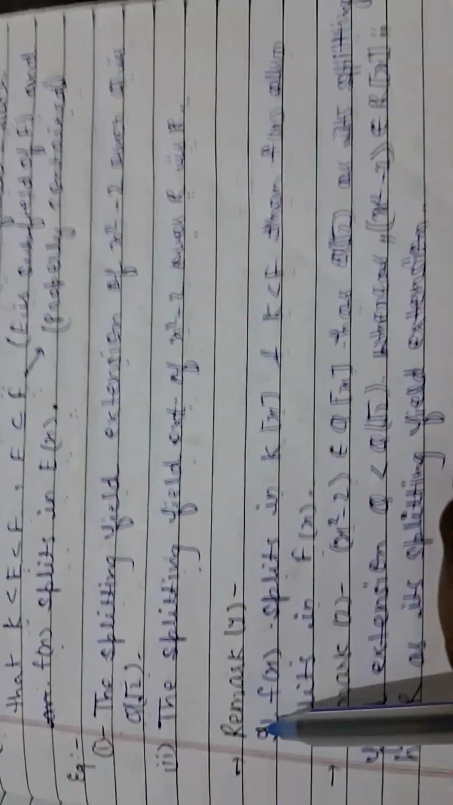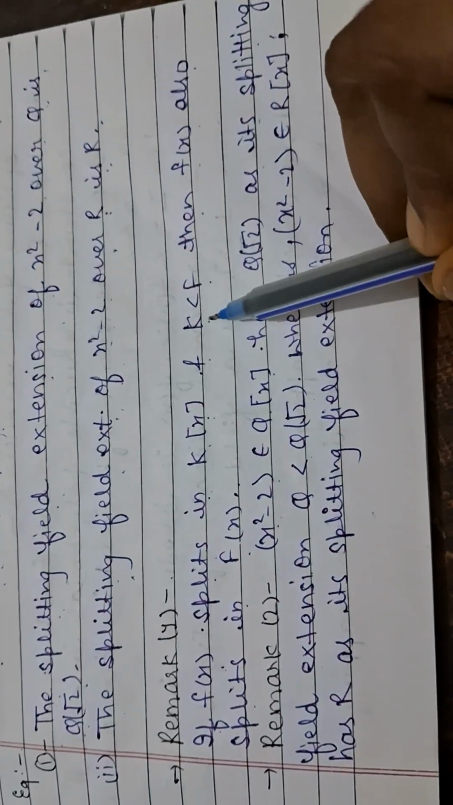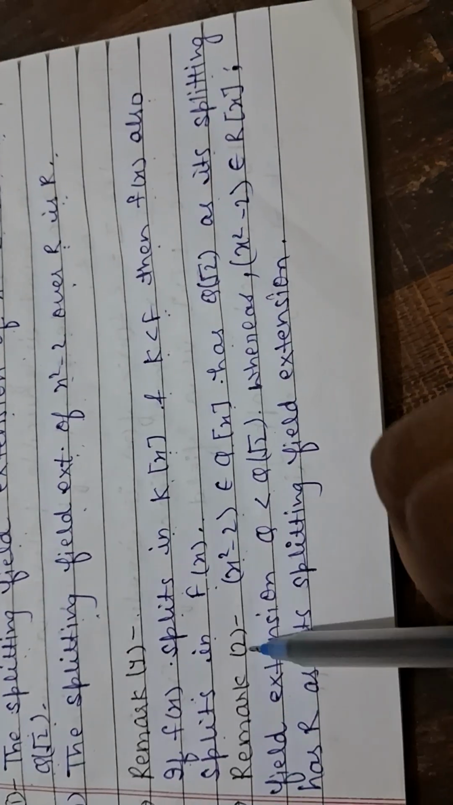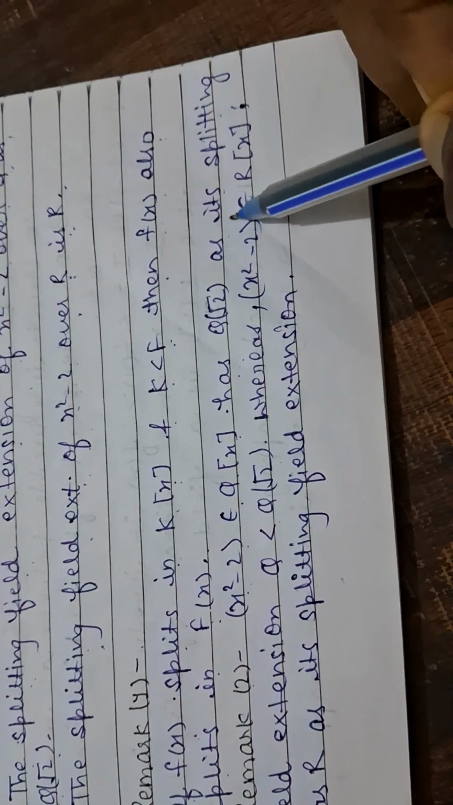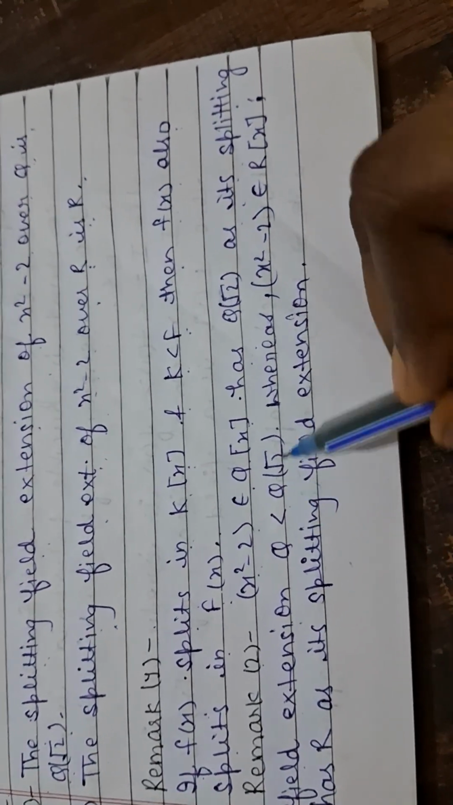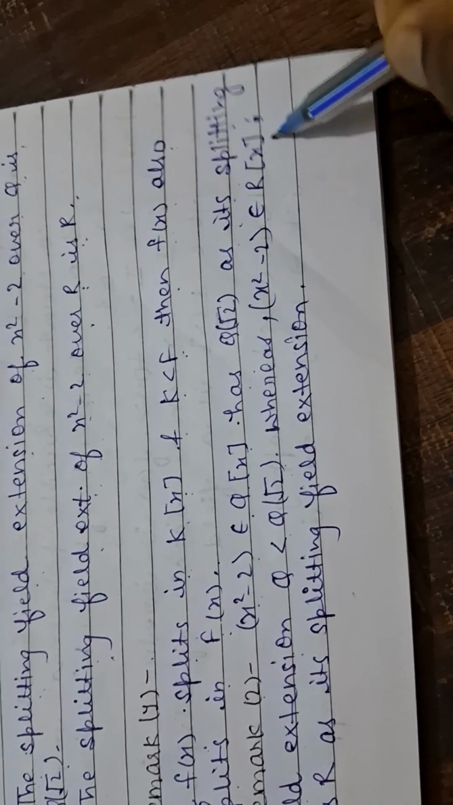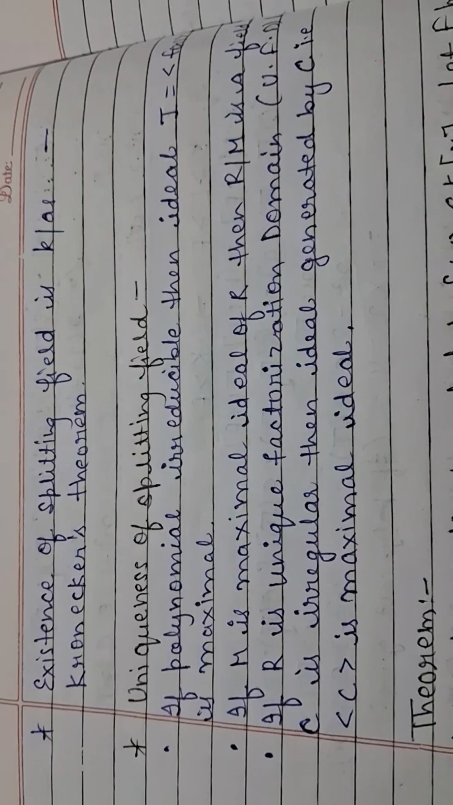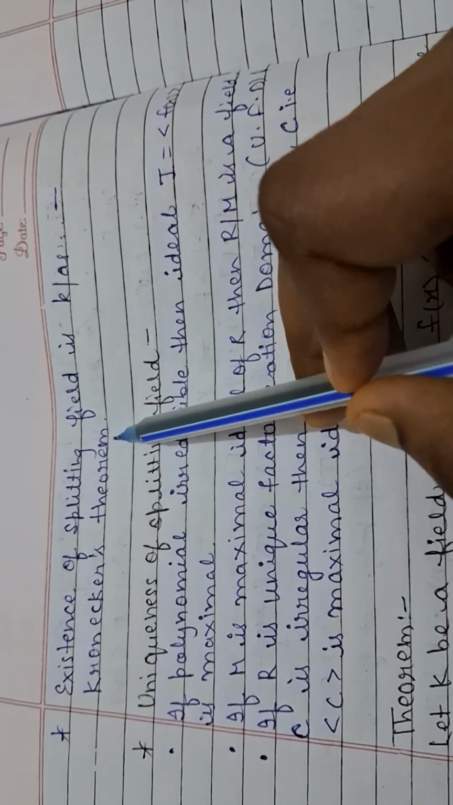Now, here are some remarks. Remark 1: if f(x) splits in K[x] and K is less than F, then f(x) also splits in F[x]. Remark 2: x squared minus 2 belongs to Q[x], has Q(root 2) as its splitting field extension, Q is less than Q(root 2), whereas x squared minus 2 belongs to R[x], has R as its splitting field extension. Existence of a splitting field is known as Kronecker's theorem.